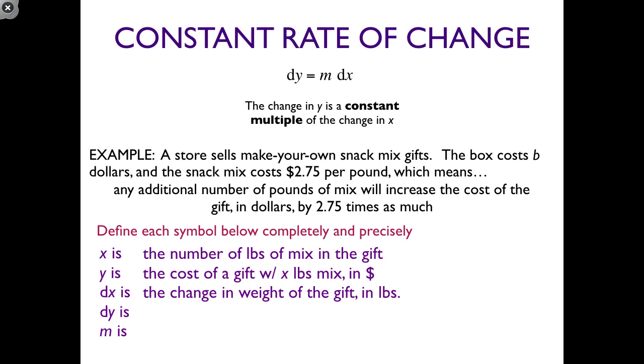Now, we don't actually have to have a small change for this to be valid since it is a constant rate of change. We'll imagine small changes at a time regardless. So dx is a small change in the weight of the gift. So what would dy be then?